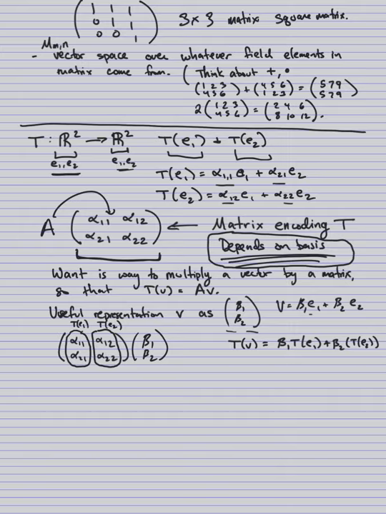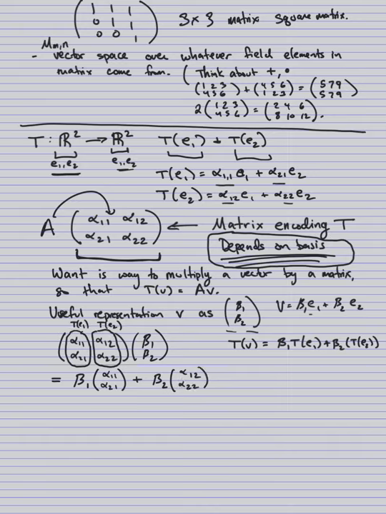So the way that you get a new vector from this is, well, you multiply beta 1 times the first column and multiply beta 2 times the second column. So the way that you write this is beta 1 times alpha 1,1, alpha 2,1 plus beta 2 times alpha 1,2, alpha 2,2.